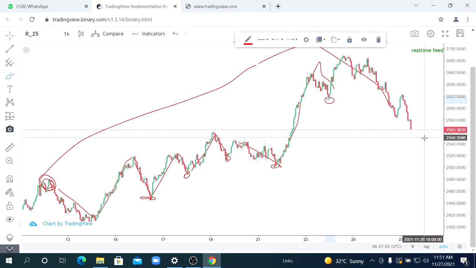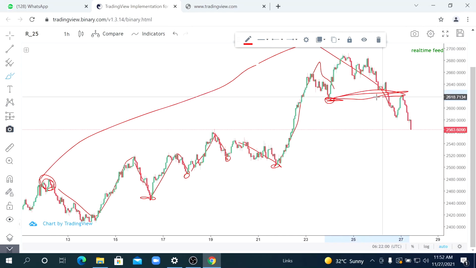You wait for the movement downward. How do you wait for the movement downward? All we need to see now is a break of this fifth point. All we need to see is a break of this point and a retest, a break and a retest.